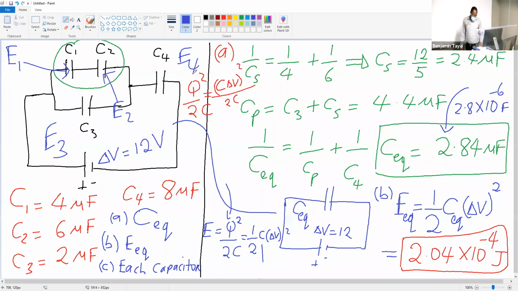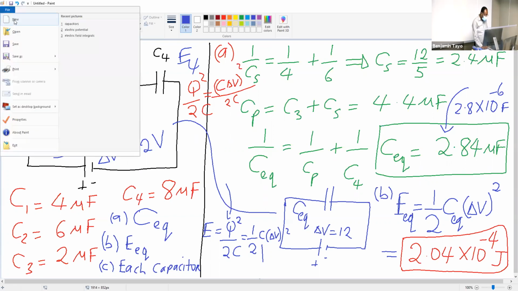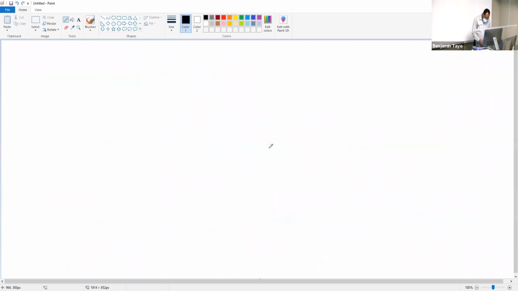Okay, so now we need a new screen here. So I'm going to go ahead and open a new screen. So we've already calculated, so I'll just go ahead and draw a quick picture here.